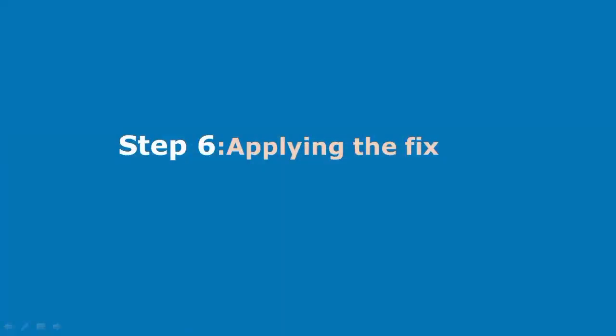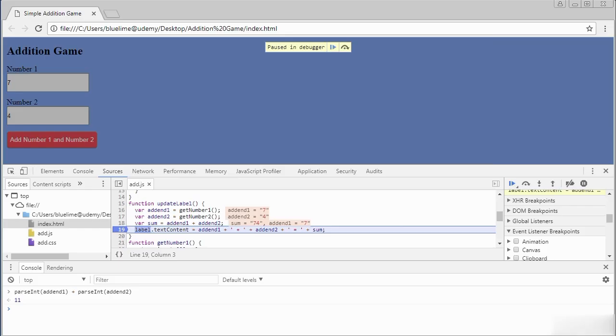Hello and welcome to step 6. In this step, we are going to apply a fix for our bug. In our previous step, which was step 5, we identified a potential fix for the bug. What's left to do now is to try the fix by editing the code and rerunning the application. And this was what we did in step 5 to test out the fix.